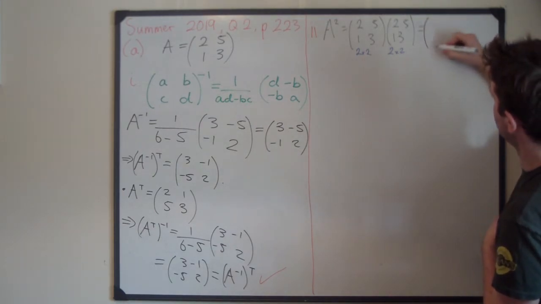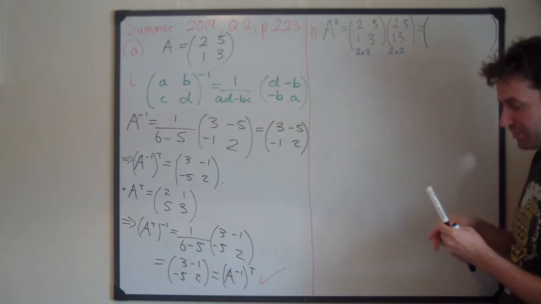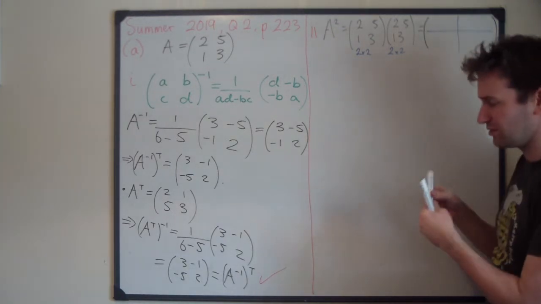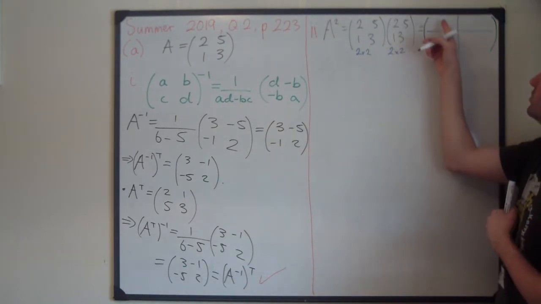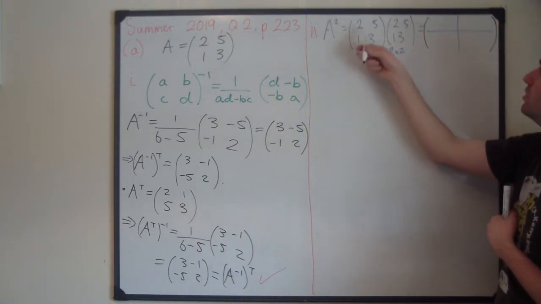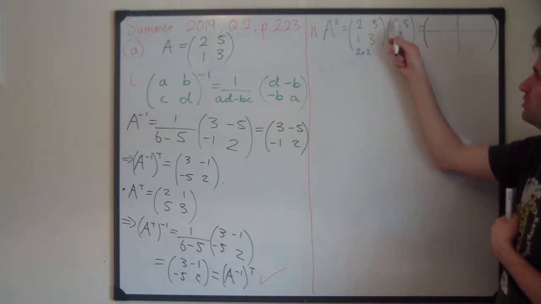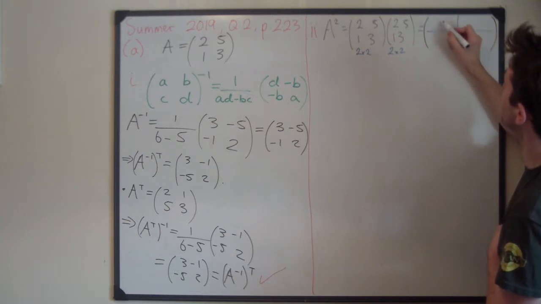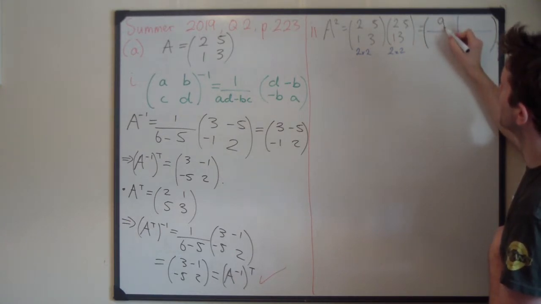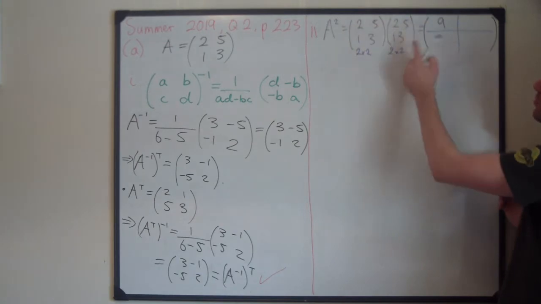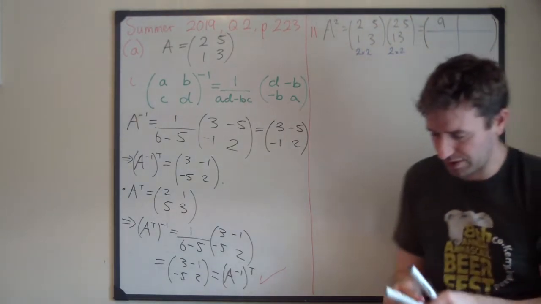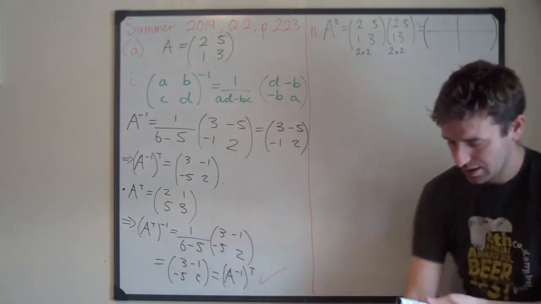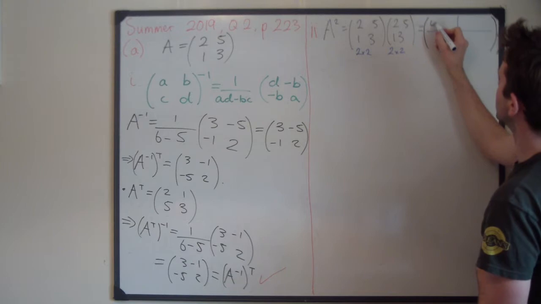So that's what I'm going to set up here, and I recommend setting this up. So 2 rows, 2 columns. This is row 1, column 1, so I multiply row 1 by column 1. So 2 by 2 is 4, plus 5 by 1, which is 5. 4 plus 5 is 9.